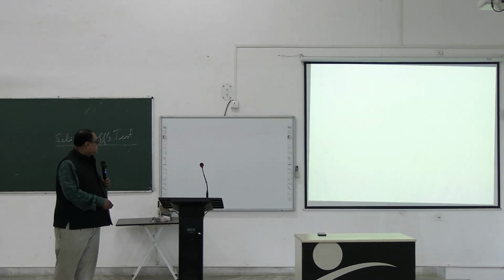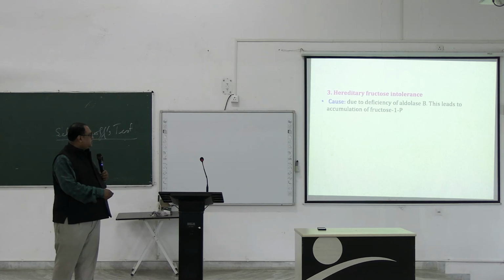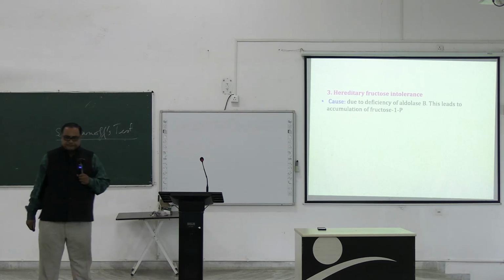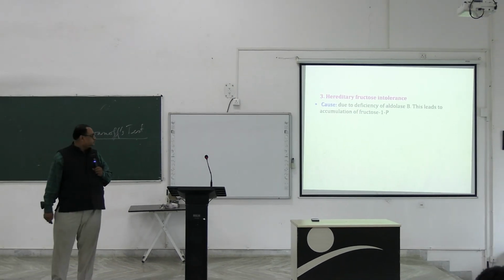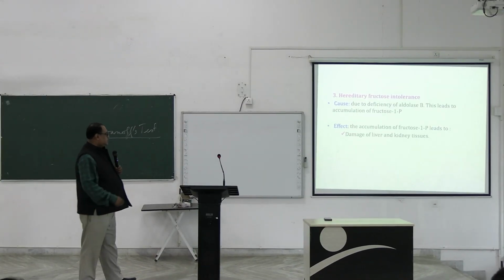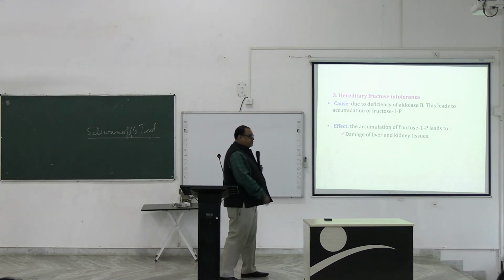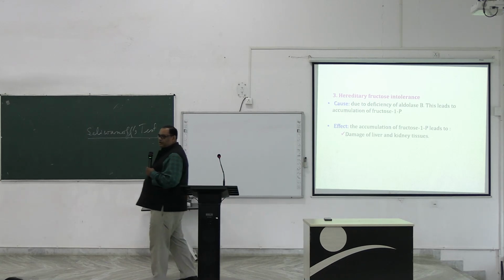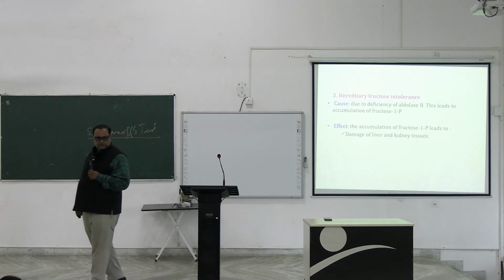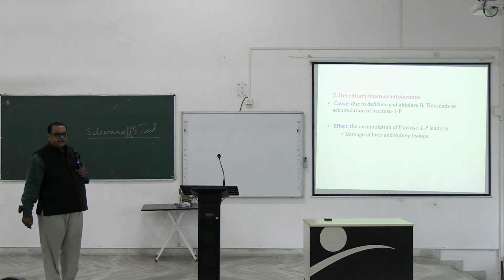Oh no, not this one. Sorry. This one. This one is dangerous. It's caused by deficiency of aldolase B. So what will happen? Fructose 1-phosphate will accumulate. It will go on accumulating. The problem is it will damage. Fructose 1-phosphate is osmotically active.